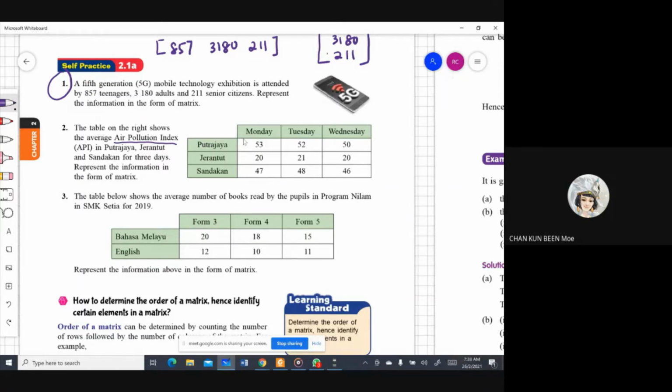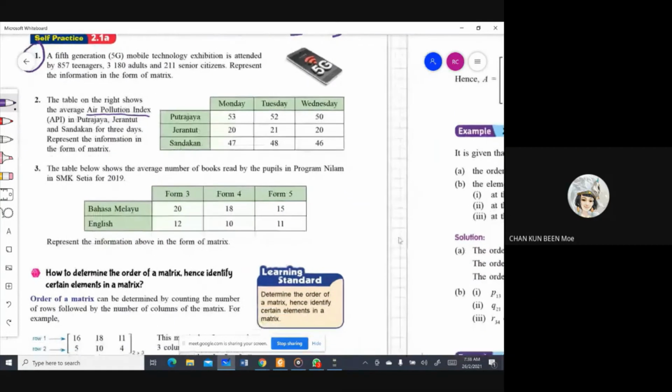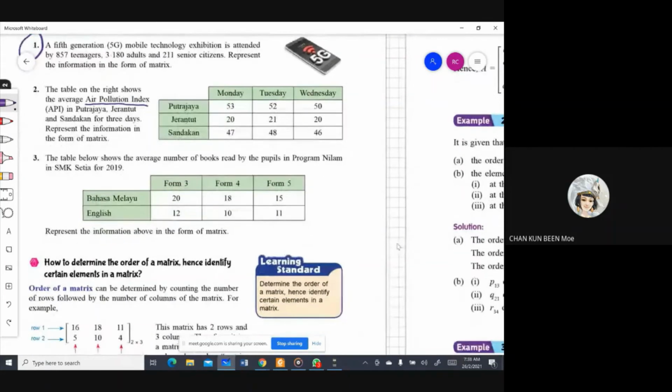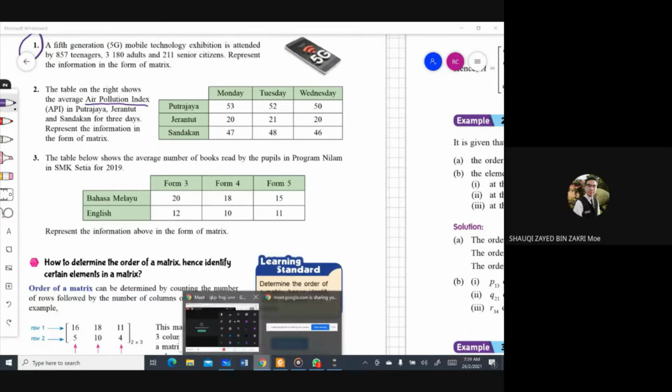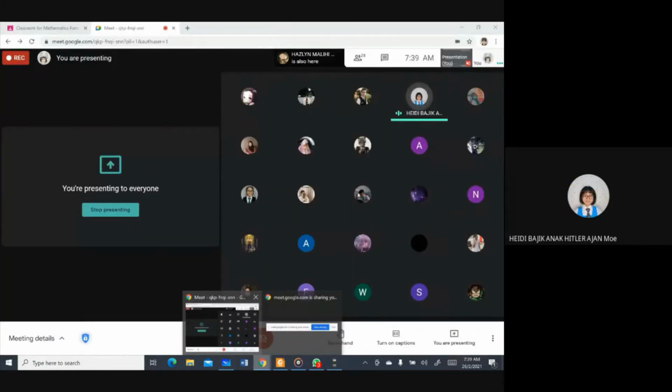So can you represent the information for this one in the form of matrix? I give you 10 seconds also. Very simple. You just copy down directly from the question. Done, everyone? Okay.